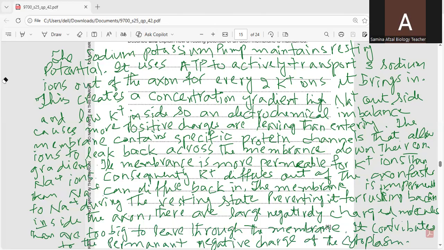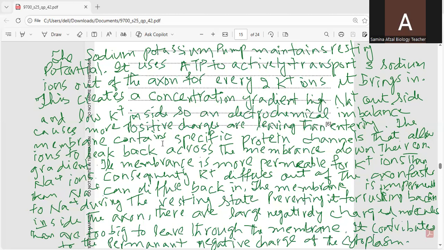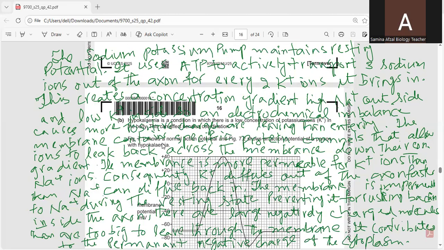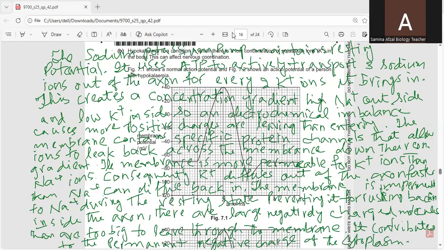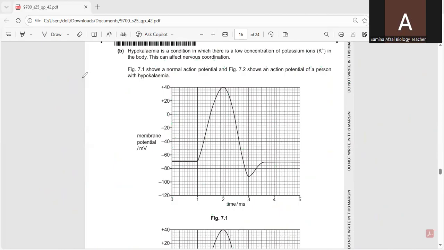So that was all about part A of this question. Now moving to the next part, B. Hypokalemia is a condition in which there is a low concentration of potassium ions in the body. This can affect nervous coordination. Figure 7.1 shows a normal action potential and figure 7.2 shows an action potential of a person with hypokalemia.